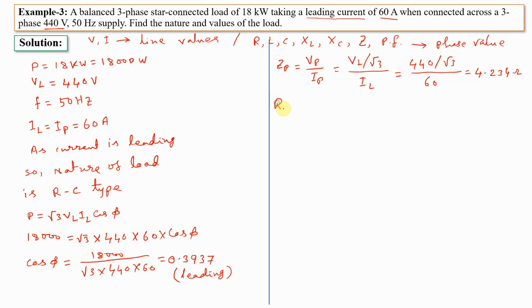Now the resistance per phase. From the impedance triangle, we know that the resistance R is equal to Z cos phi. So here it will be 4.234 and the cos phi we have calculated is 0.3937, and after solving, the value of resistance will be 1.667 ohms. That is the resistance per phase.